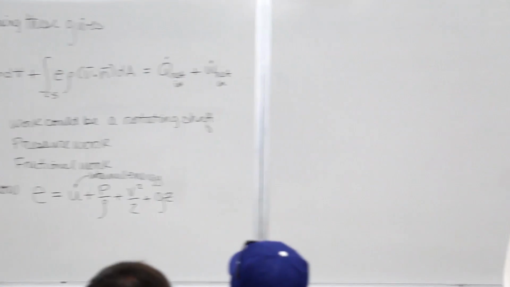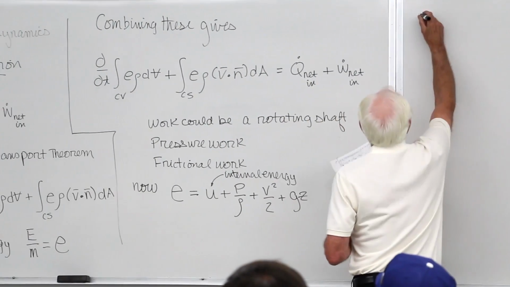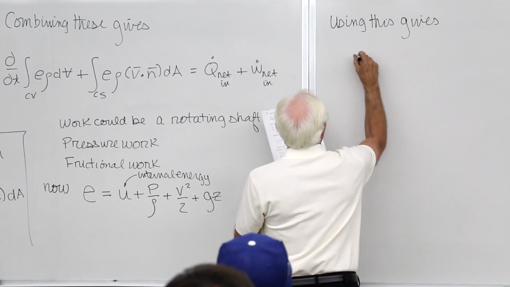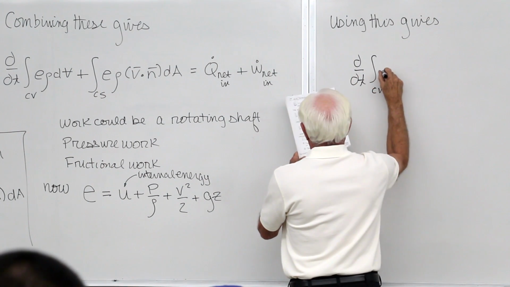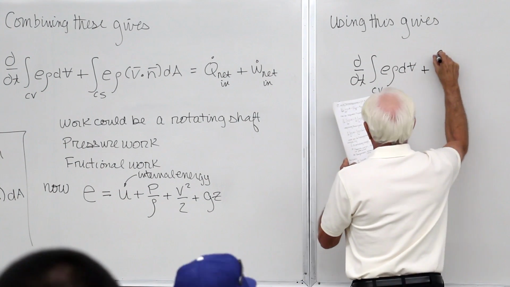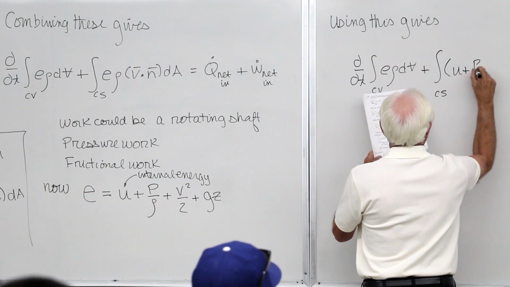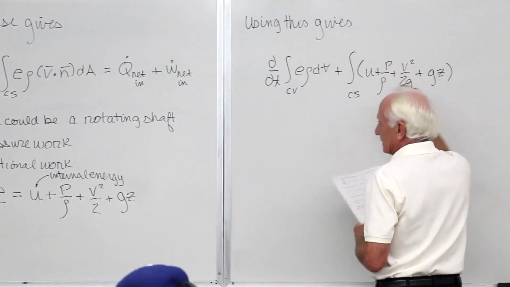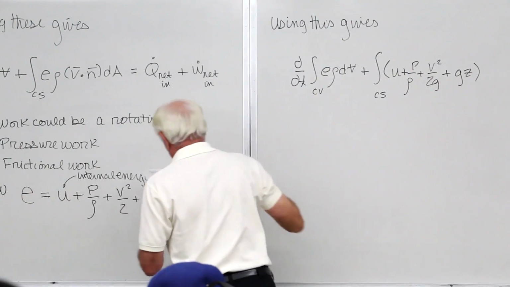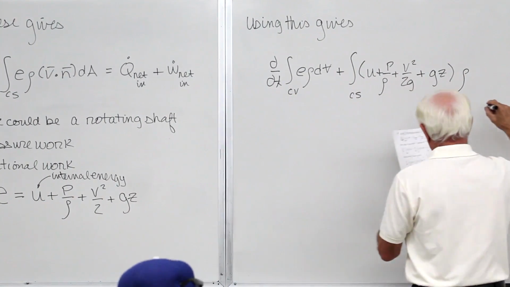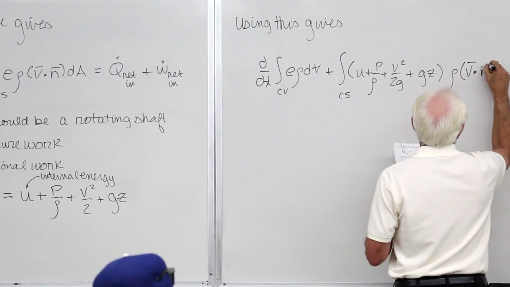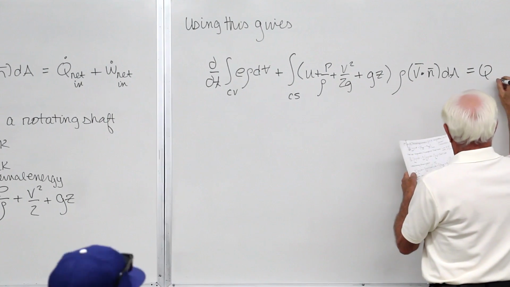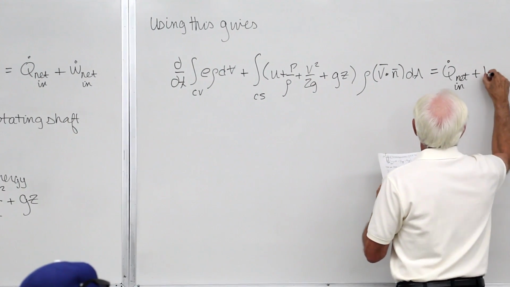We're going to sub that in now where we see little e. So using this gives the following. d/dt, and now we sub in little e. And now we do what it says up here. That's E, and we have rho, and we have our V dot n dA. And then that has to be equal to, it goes way out here, Q dot net in plus W dot net in.